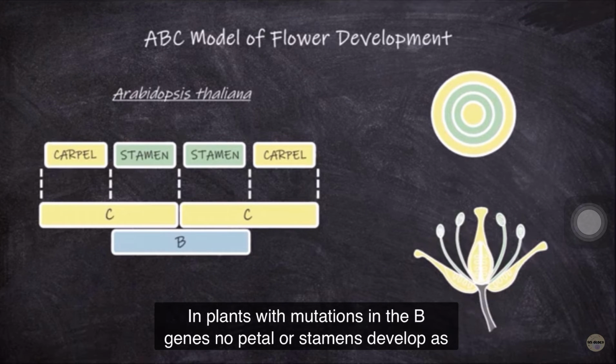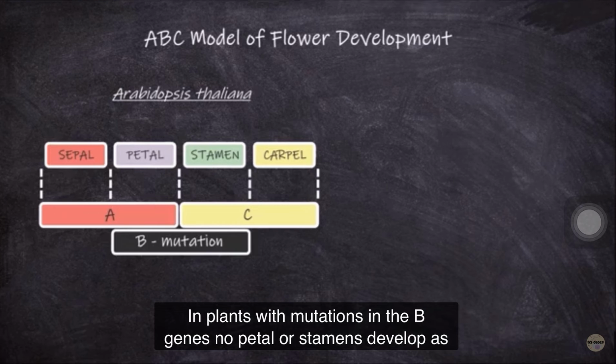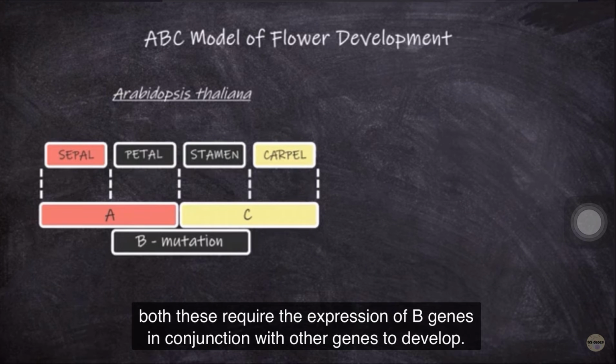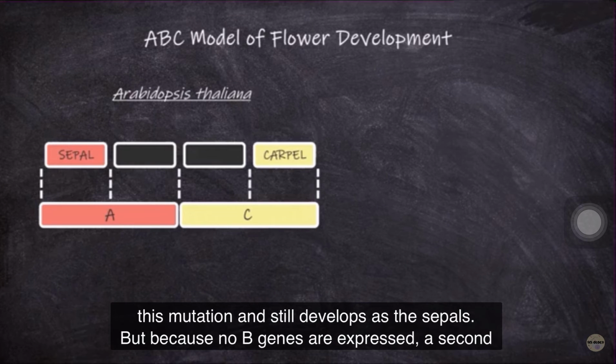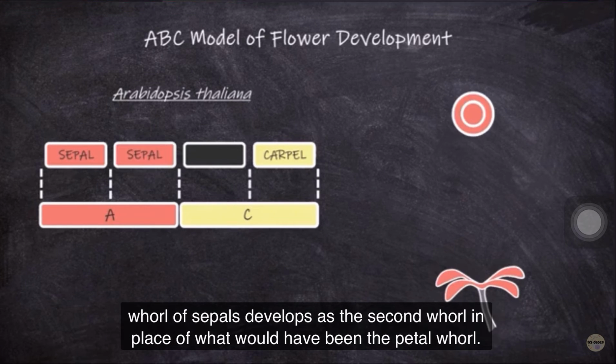In plants with mutations in the B genes, no petals or stamens develop, as both these require the expression of B genes in conjunction with other genes to develop. As in wild-type plants, the first whorl to develop has not been affected by this mutation and still develops as the sepals. But because no B genes are expressed, a second whorl of sepals develops as the second whorl in place of what would have been the petal whorl.